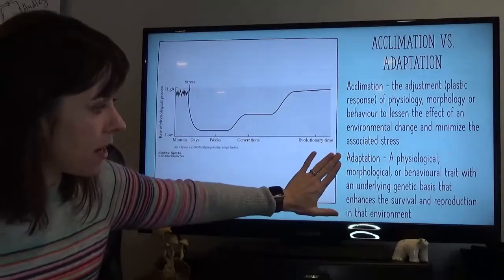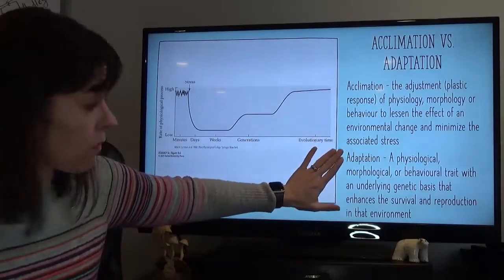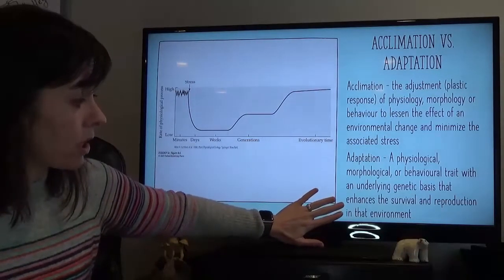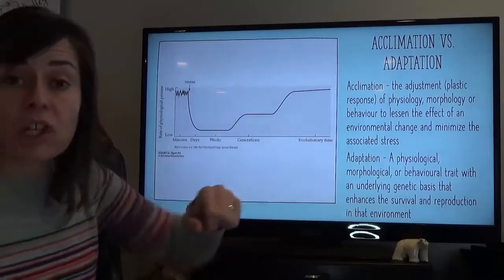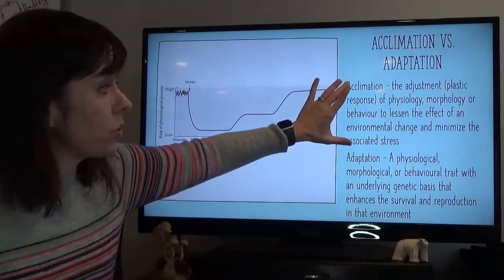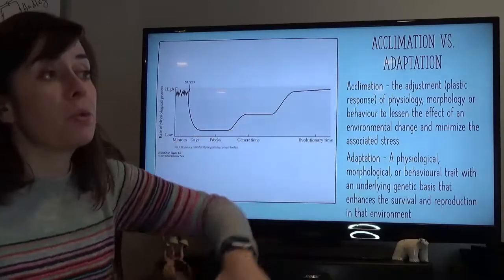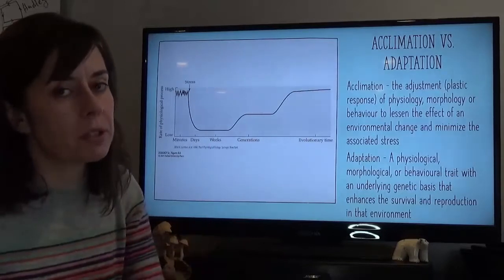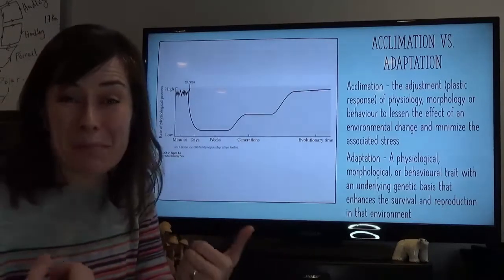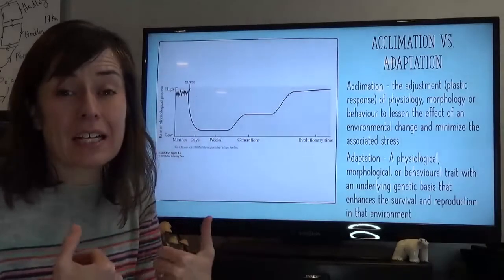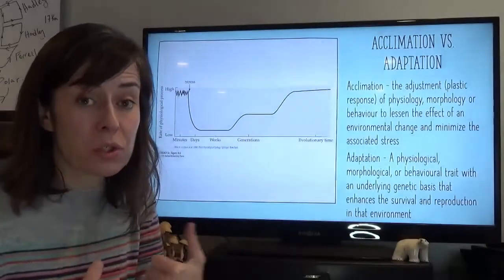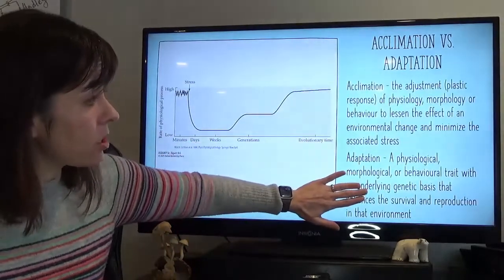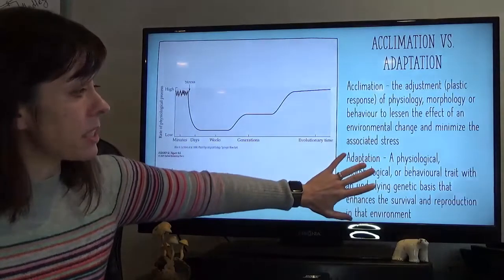This is what we refer to as adaptation: a physiological, morphological, or behavioral trait with an underlying genetic basis that enhances survival and reproduction in that environment. So through the course of generations, those individuals that have the ability to respond to this stress and improve their situation, or that have traits that give them some advantage in that new stressful environment, will be selected for, which through long periods of time leads to this adaptation. So this is an evolutionary process.